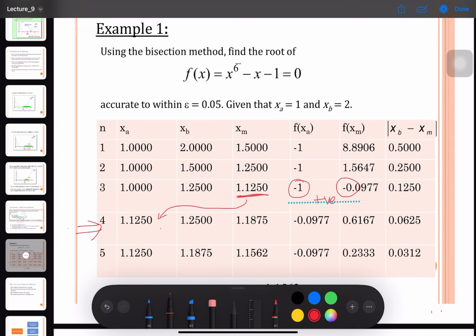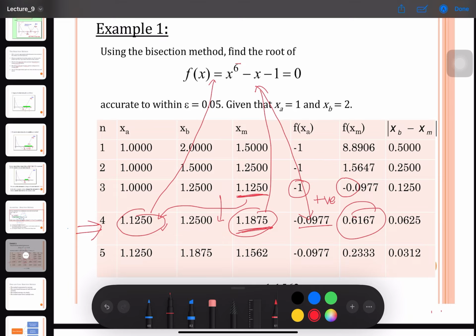Okay, now this is your XA. For the other one, XB, you keep the value. Okay, and then this one, XM using middle point equation, and then fxa, you substitute xa value into equation, you get fxa. You substitute xm value into this equation, you got fxm value. And then error, as usual. Okay, still larger, then you have to continue with the fifth iteration.